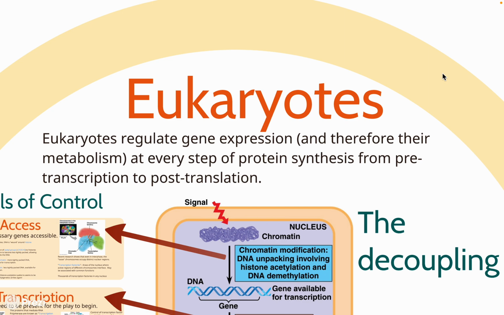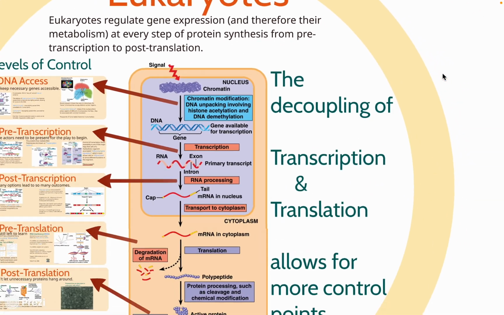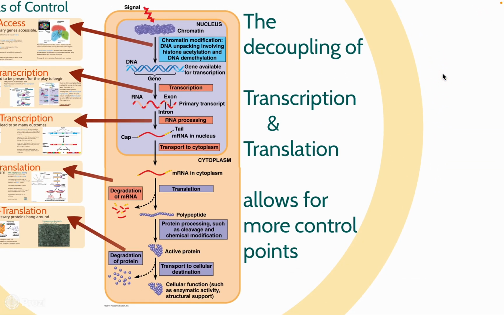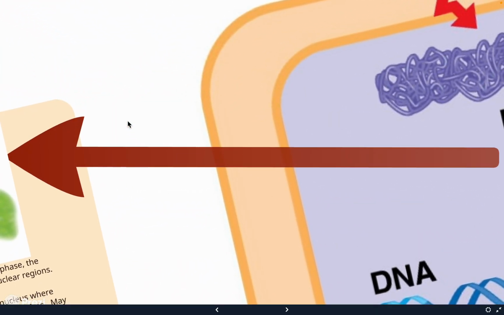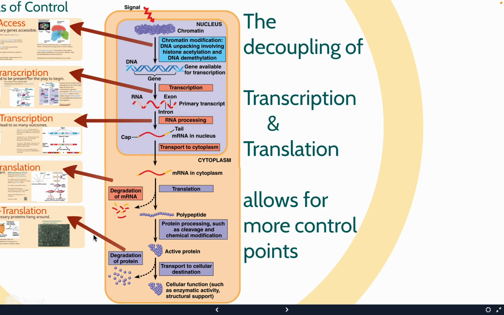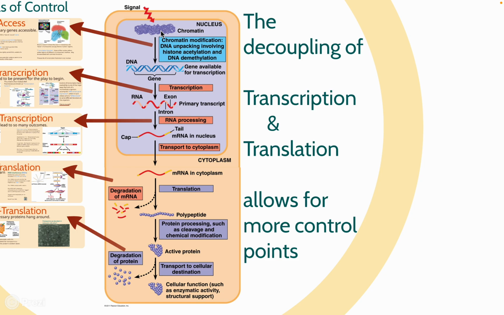So they have a lot more opportunities to regulate the process, which allows for a lot more regulation and editing so that there are not as many errors. If we look at the whole process all together, we can see all the different control points here, here, and here. You can see here in the nucleus, here is the chromatin. Remember, chromatin is a mixture of DNA and histone proteins that is loose and not compacted.